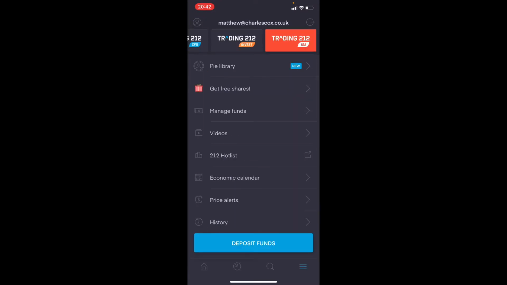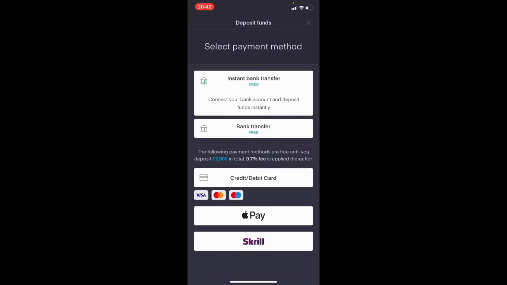Then what you need to do is go into these three little lines down in the bottom right hand corner here, and then you click deposit funds. There are several options, so you can pay from your bank, you can instantly transfer, you can pay via credit card, or you can pay via Apple Pay.